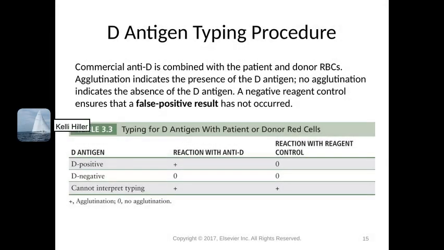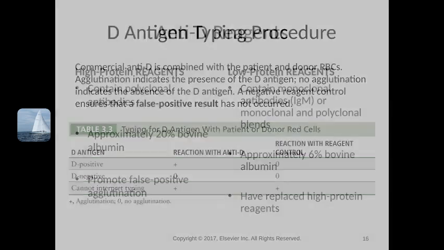So when we look at our D typing, we use commercially made anti-D. We'll combine it with the patient and donor red cells. If there's agglutination, we find the D antigen. If there isn't, then it isn't there. We will use a negative reagent control, and that will indicate a false positive result hasn't occurred. So typically speaking, we're going to use those with someone who's type AB pos, or appears as AB pos, or cord blood, just to make sure nothing's interfering.